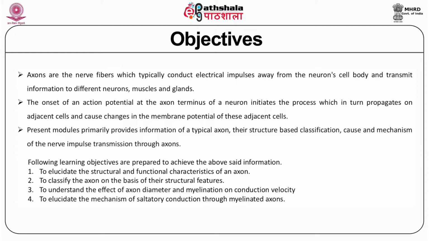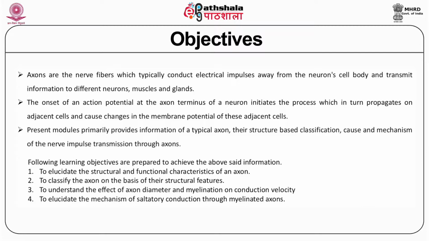The onset of an action potential at the axon terminus of a neuron initiates the process which in turn propagates to adjacent cells and causes changes in the membrane potential of these adjacent cells. The present module primarily provides information on a typical axon, their structure-based classification, and the cause and mechanism of nerve impulse transmission through these axons. For that matter, the following learning objectives are prepared to achieve the said information.